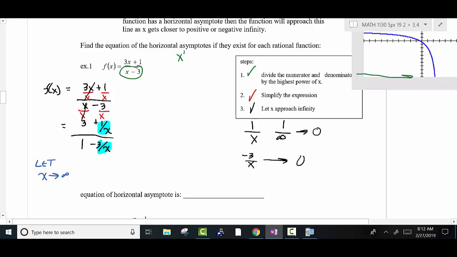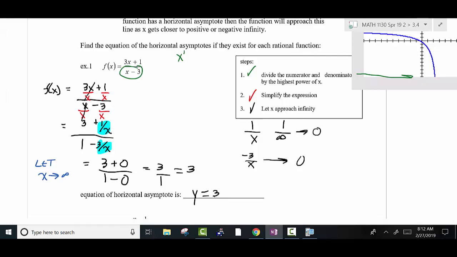All right, so here's what happens then. You would end up getting 3 plus 0 over 1 minus 0. So you get 3 over 1, therefore you get 3. Okay, so we would say the horizontal asymptote is y equals 3. Now that's the long way of doing this, and that's kind of what you do in a calculus class, but in a little bit I'll show you a rule. So you can see that 3 in the problem, and I'll show you how you can figure that out in your head in just a minute here.